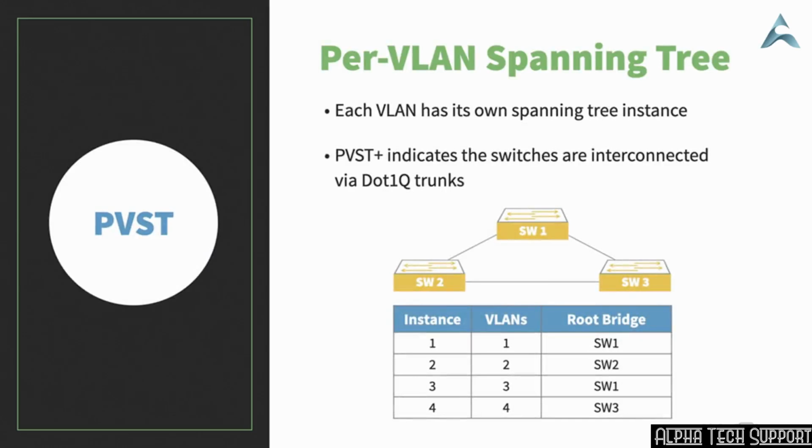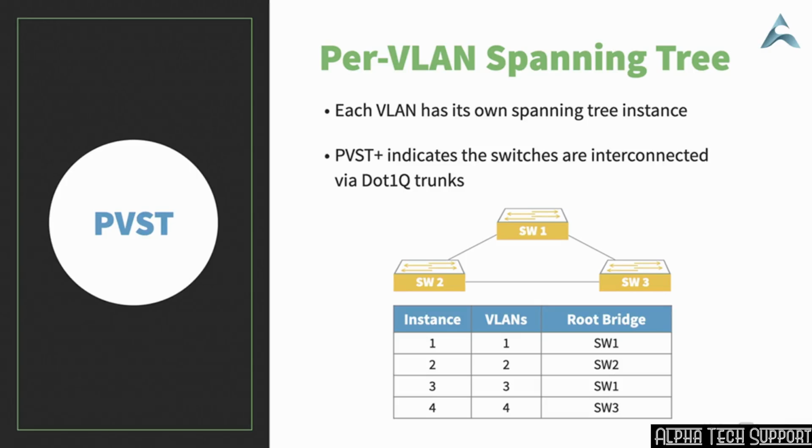Per VLAN spanning tree, or PVST for short, allows each VLAN to have its own instance of spanning tree protocol. Here we still have those 4 VLANs, but now they're each running in their own instance. Again, VLANs 1 and 3 benefit from having SW1 as their root. VLAN 2 benefits from having SW2 as its root. VLAN 4 benefits from having SW3 as its root. And with PVST, we can have that.